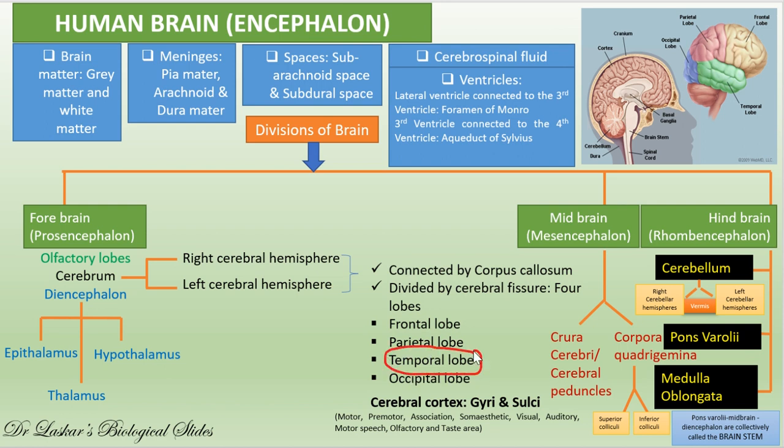Temporal lobe. It is concerned with language comprehension, decoding and interpretation of sound, smell, emotion and memory. Occipital lobe. It is concerned with decoding and interpretation of visual information of objects and their shape and color.